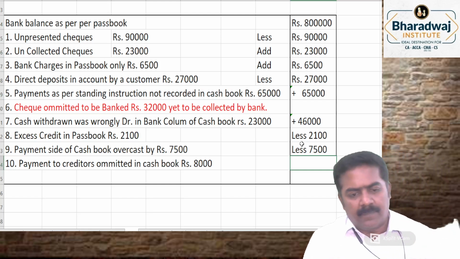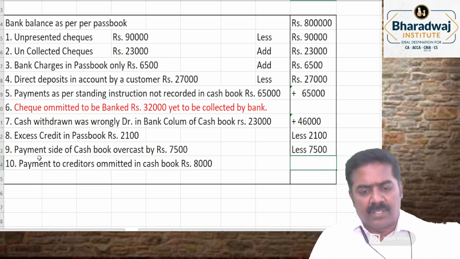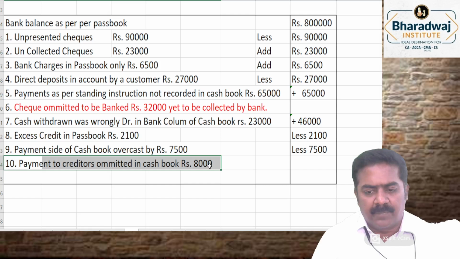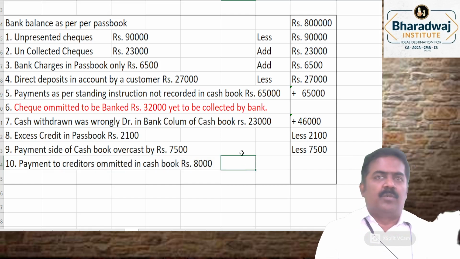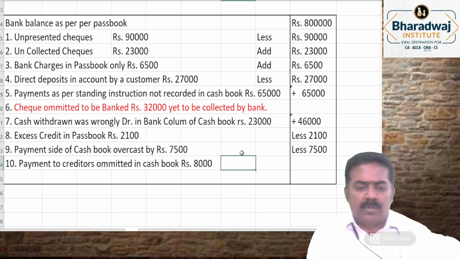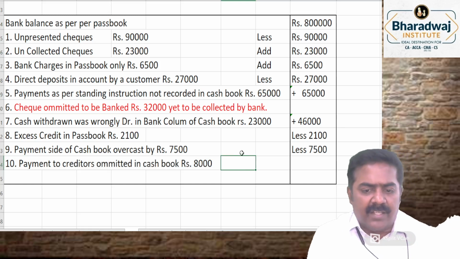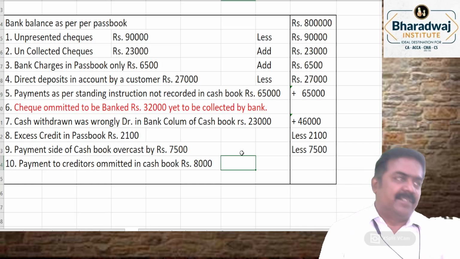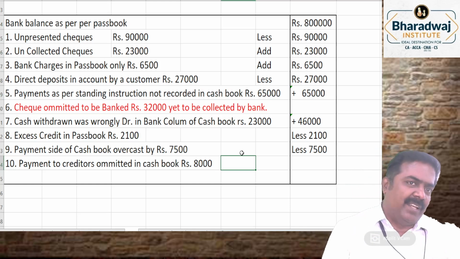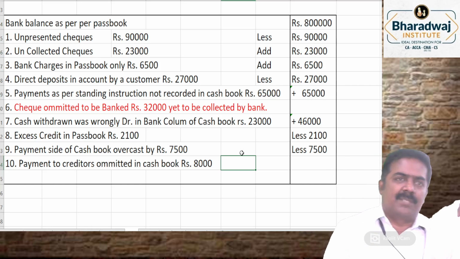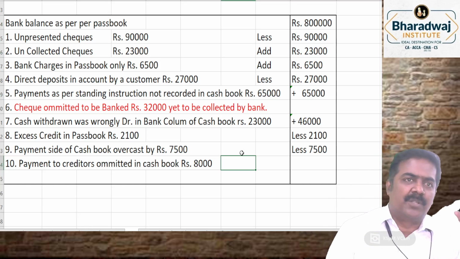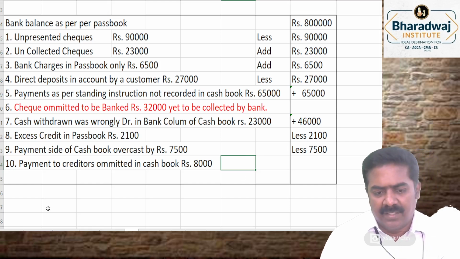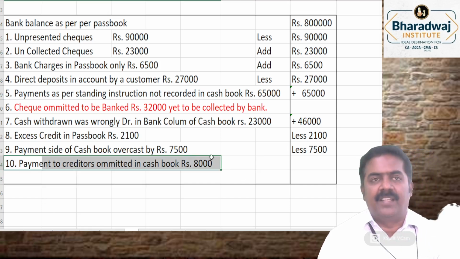What is the next one? Payment to creditors omitted in the cash book. Banker has paid. Deduct பண்ணிருக்கோம். Whether customer has deducted it, you know what to do? Add that. Payment to creditors omitted in the cash book.